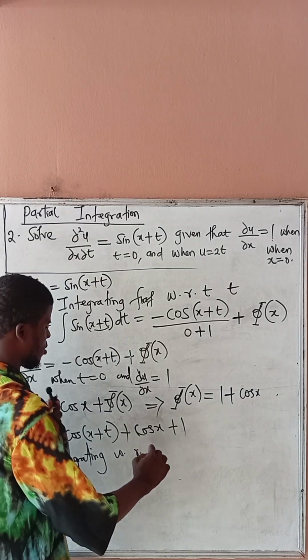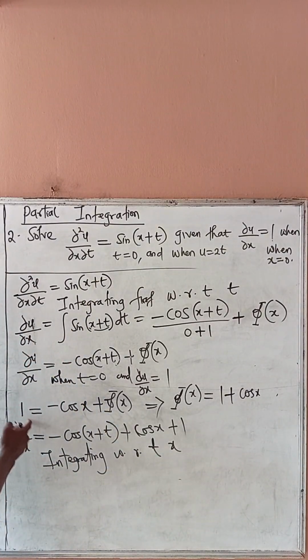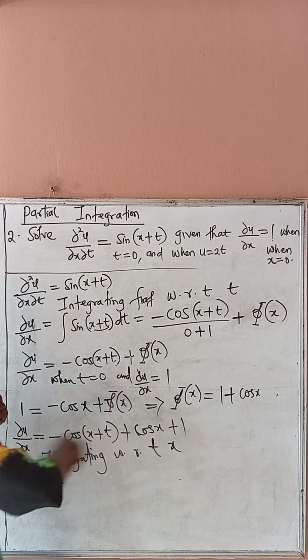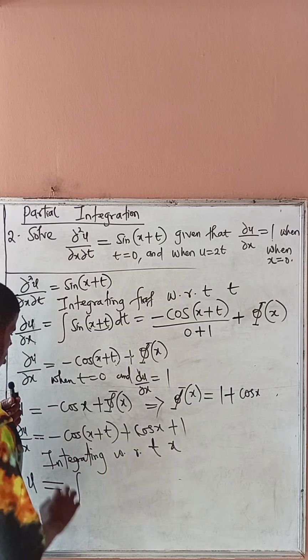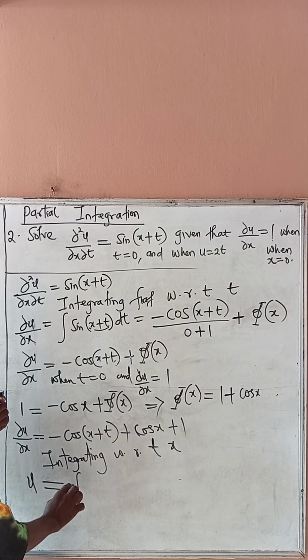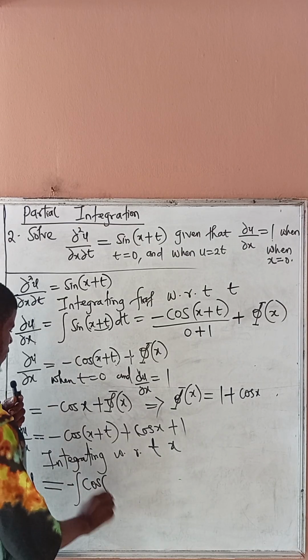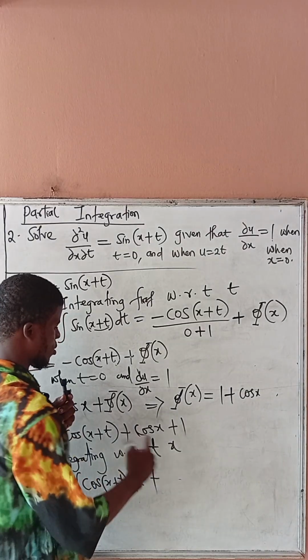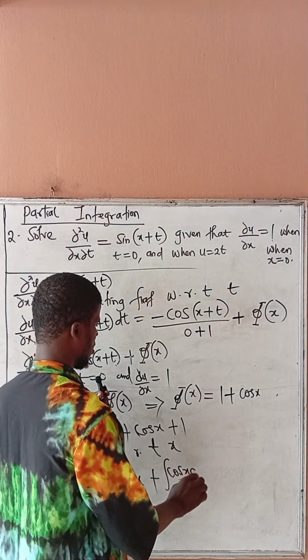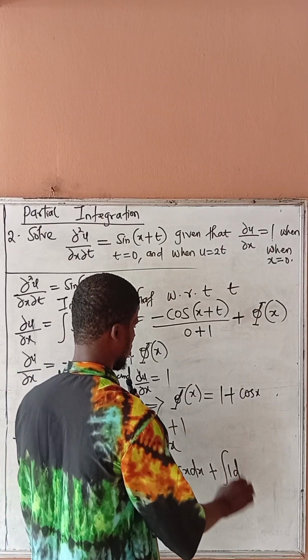with respect to x. If I integrate this with respect to x, I'm going to get u. Yeah, u is the variable, and x is what we are differentiating with respect to. So this will be equal to, I'm going to integrate everything here with respect to what? X. This is the integral of minus this. Let me just bring the minus outside and leave the cosine of x plus t inside with respect to x, plus this is the integral of cos x dx plus the integral of 1 dx.